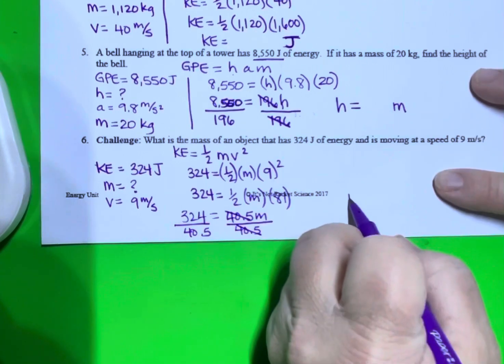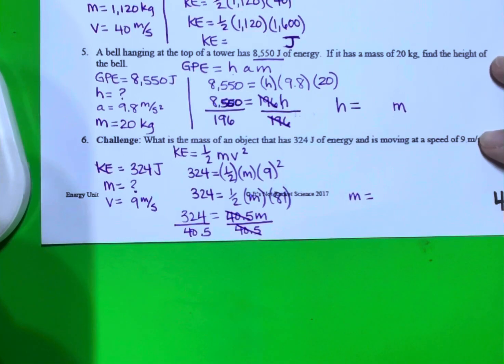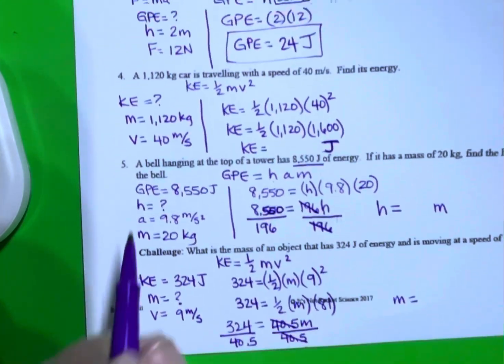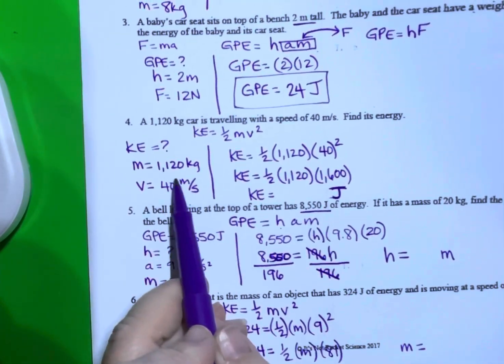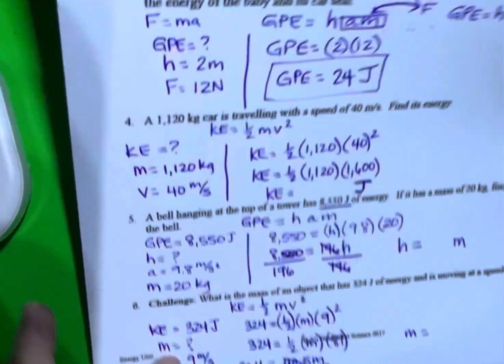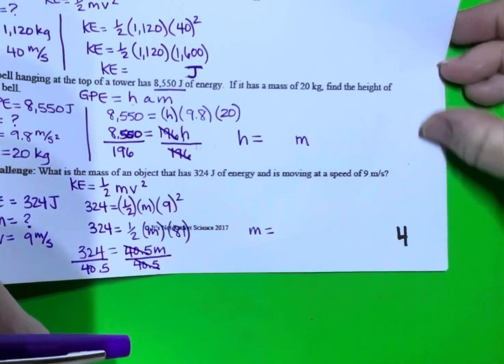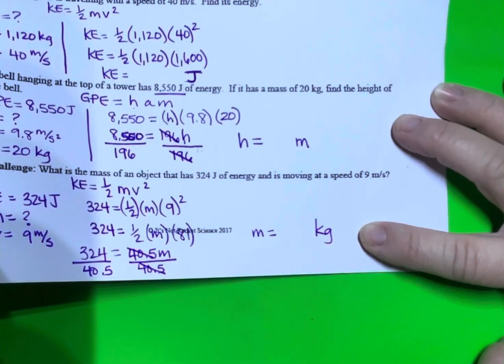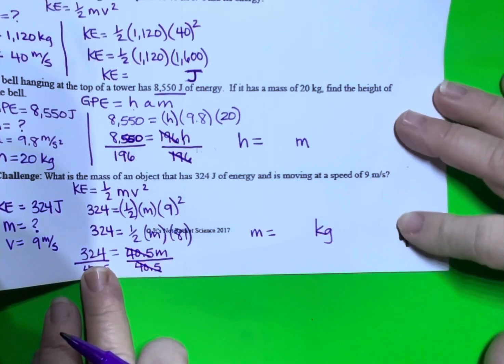And m is equal to, and what do we measure mass in usually? What? No, that's energy. Energy's in joules. Up here, what have we been measuring our mass in? Like right here. Kilograms, right? So your unit down here is going to be kilograms. Whatever number you get, it's going to be kilograms.